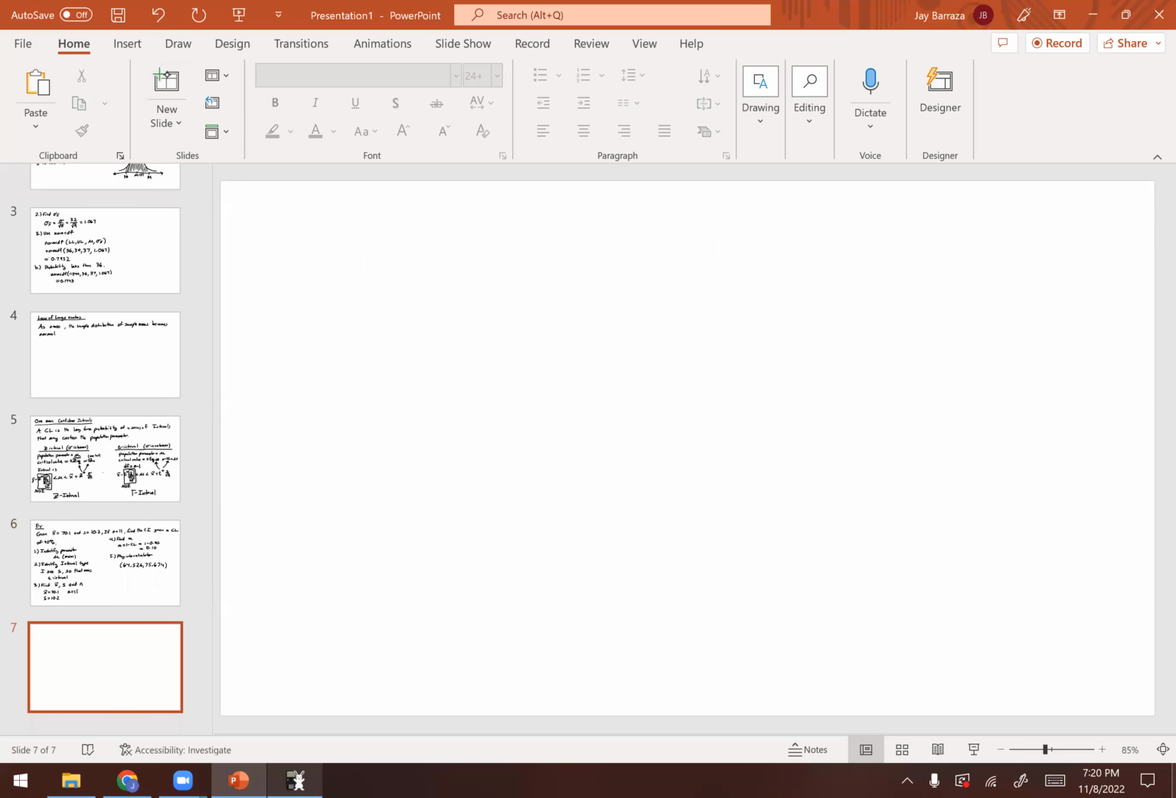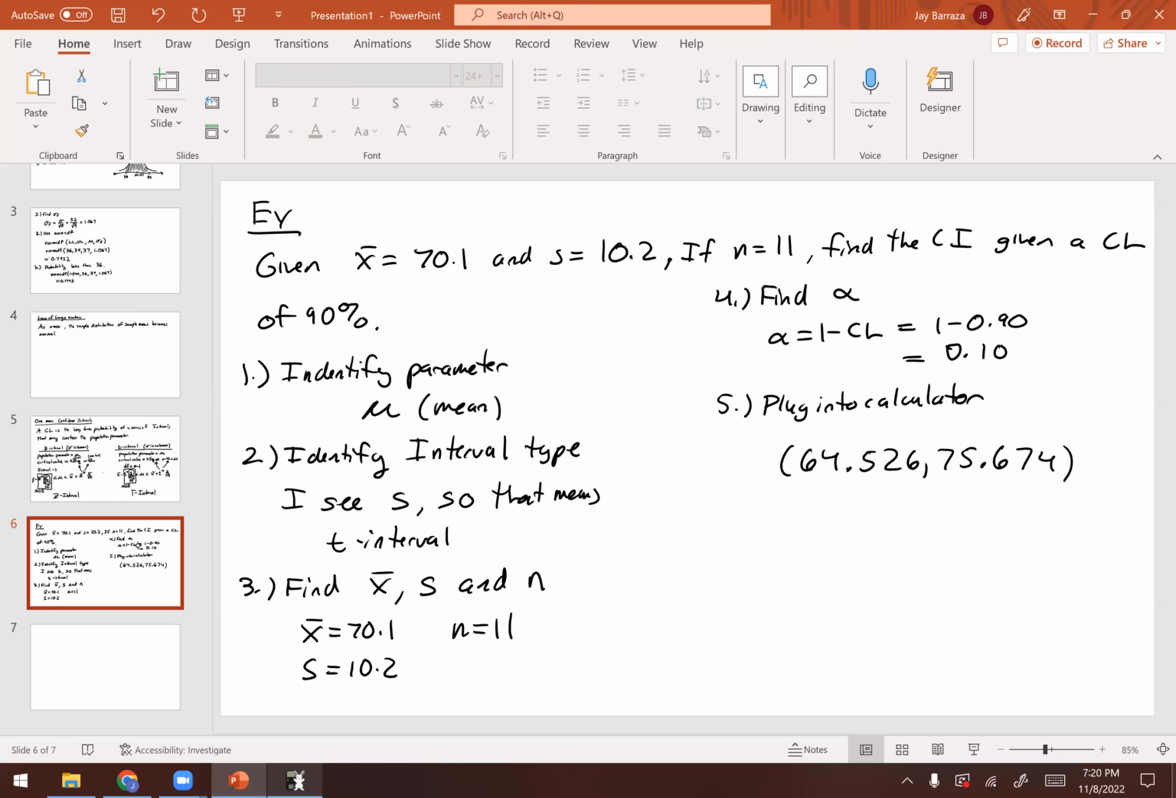Any questions? Now, if I change this, so let's just think about this critically. If I change this to the symbol sigma, what's going to change?